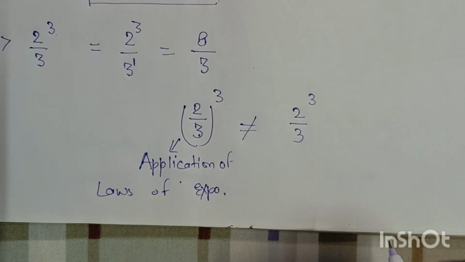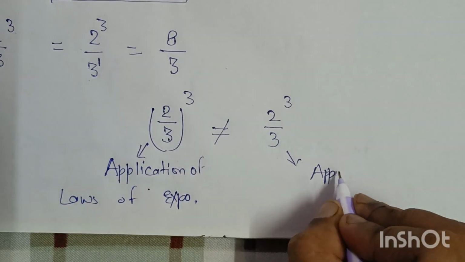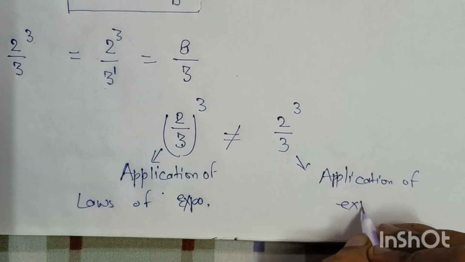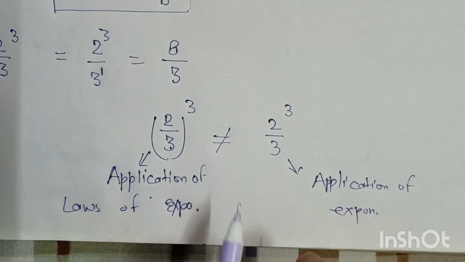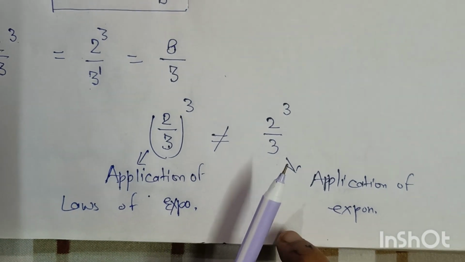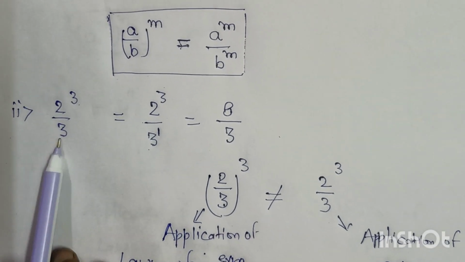In short, I'm writing exponent, and this leads to application of exponent. Simply exponent. There is no law behind this. This will be considered as 2 raised to the power 3 and 3 raised to the power 1. Now what is the reason behind it? Why have I written this expression?